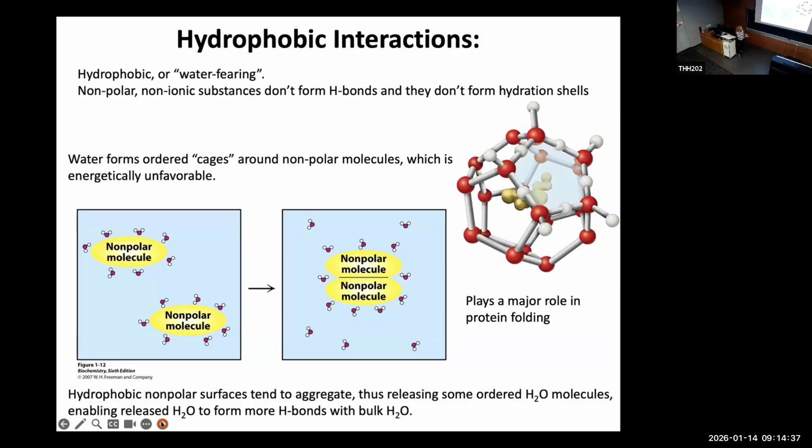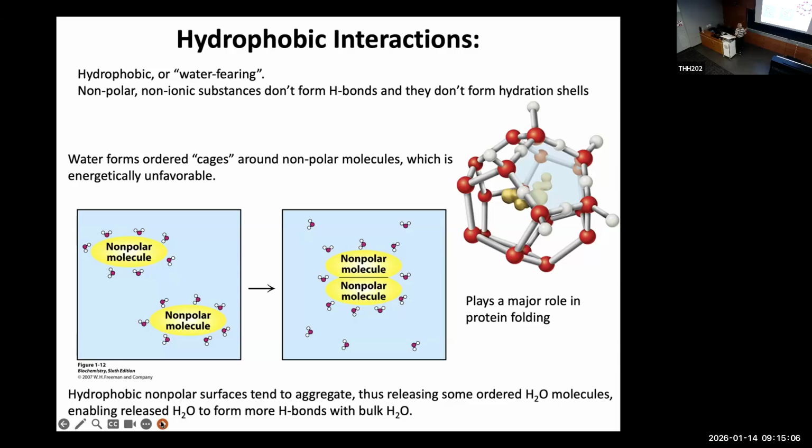It's only interacting with its neighbors. But because it doesn't interact well with this, it can't fall out of position. It's locked into this cage because it's trying really hard not to expose any of its charged surfaces to this hydrophobic molecule. So it's locked into this cage structure. And if you think about the drive towards randomness and random movement, these cages are not a very favorable situation.